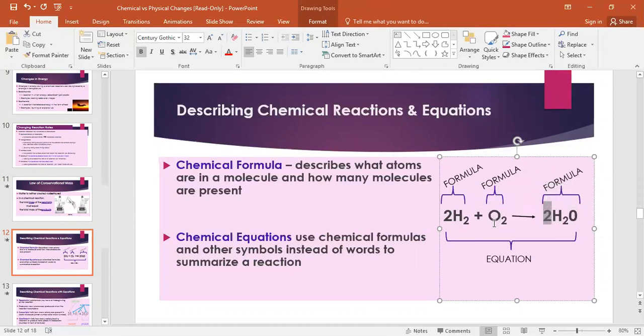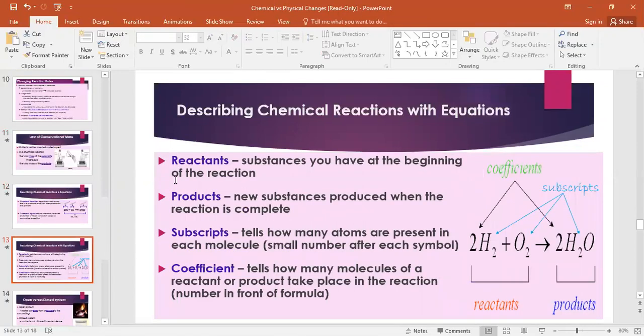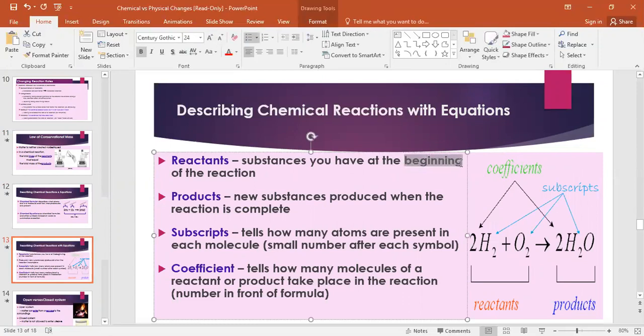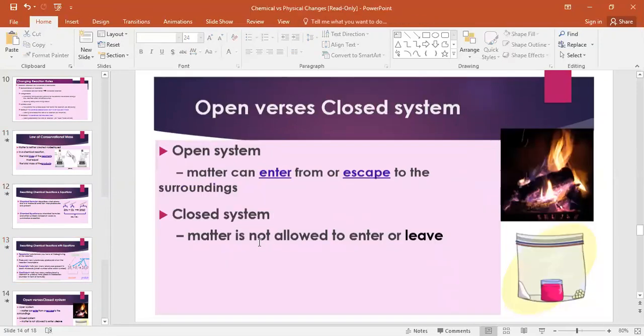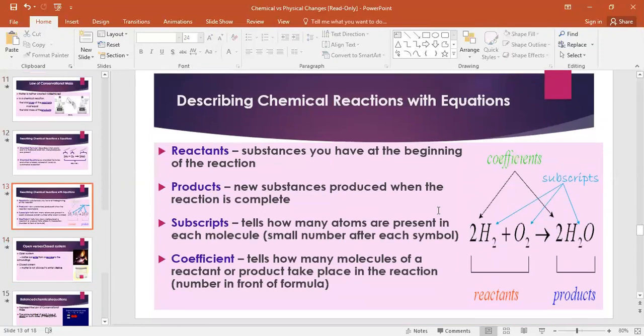And so understanding what you're reading, understanding what your formulas and your elements are, is going to make this lesson a little bit easier to comprehend. So here are all of your important vocabulary words comprised on one page. The reactants are what you have at the beginning, and your products are what you have when the reaction is complete or ending.